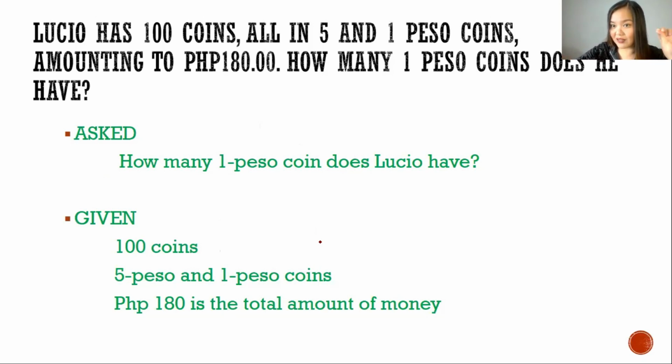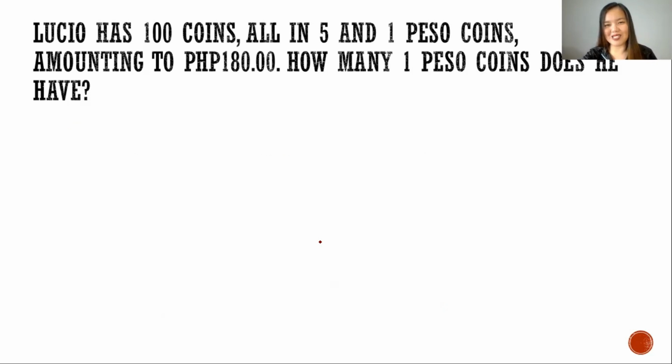That's the asked question. And then the given facts are 100 coins, 5 peso and 1 peso coins, and 180 pesos, which is the total amount of the money that Lucio has. Okay, so this is my solution.